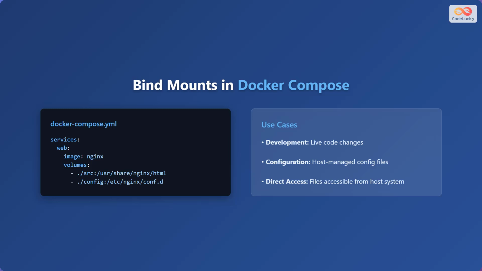Here is an example of bind mounts in Docker Compose. In the docker-compose.yml file, under Services, define a web service. Use the image nginx. Then define the volumes as .source:/user/share/nginx/html and .config:/etc/nginx/conf.d. Some of the use cases of bind mounts are in development for live code changes, in configuration for host-managed config files, and in direct access for files accessible from the host system.